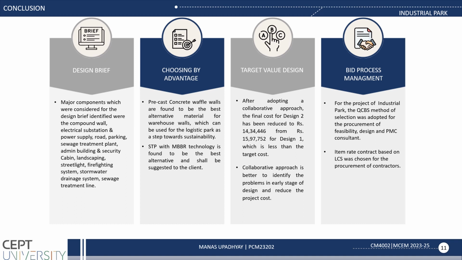Now moving to the conclusion. In design bid, we have found that the major components were the end-build building, master planning, security cabling, and the plumbing work. Moving to choosing by advantage, the first design problem was warehouse walls. In that, we have found the precast concrete walls were the best.